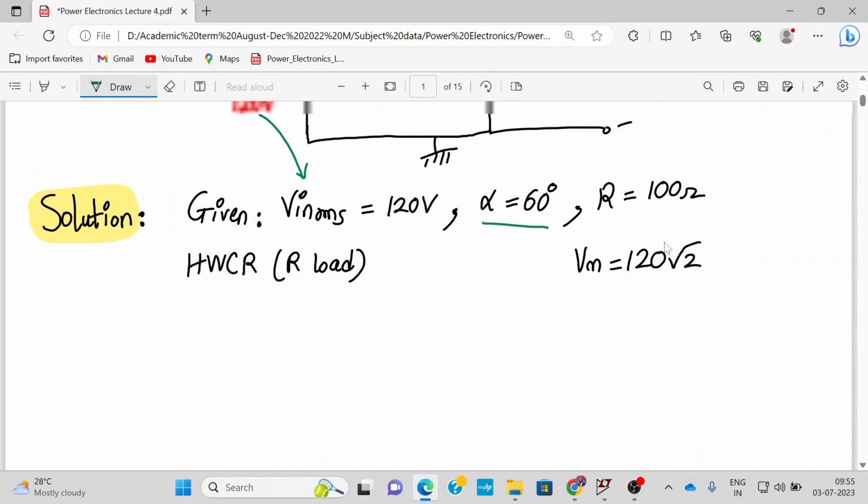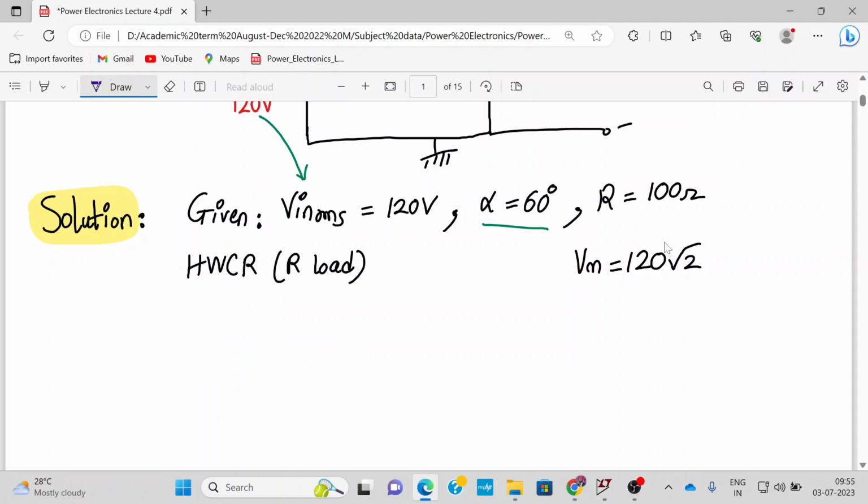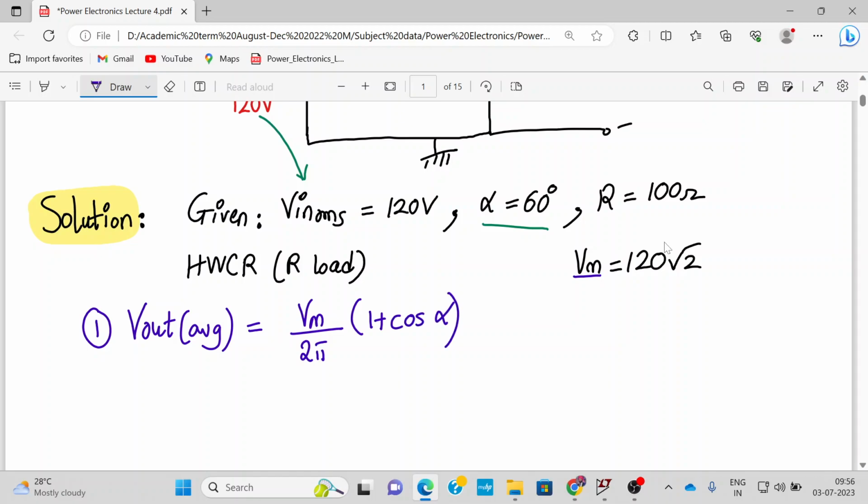So this is the given data. V in RMS is 120 volt, alpha is 60°, R is 100 ohm, and it's a half wave control rectifier with resistive load. If I want to find the peak value, it will be RMS times root 2, so it will be 120 root 2. Let's first find the value of V out average. V out average is given by Vm by 2 pi into 1 plus cos alpha. Now Vm value is 120 root 2 divided by 2 pi into 1 plus cos of 60.